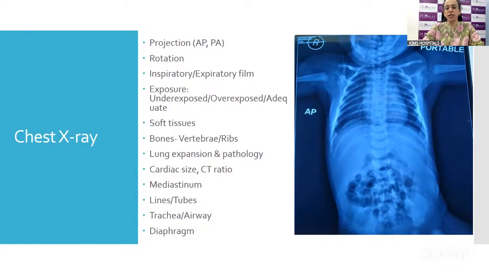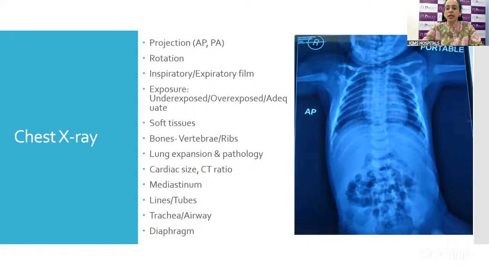Then we have to describe the rotation of the X-ray. We generally tell this based on the orientation of the clavicles, which should be equidistant from the midline, and the alignment of the ribs and also the vertebrae. By that we can say whether the rotation is proper or whether the baby is rotated to one side. And also the projection, we will say whether it is an AP view or a PA view. In the PA view, the scapula will be more visible, and that is generally done in bigger children. For neonates, we prefer the AP view X-ray only.